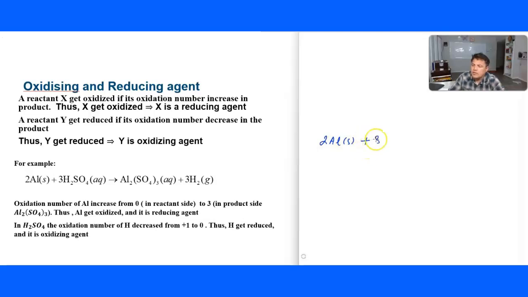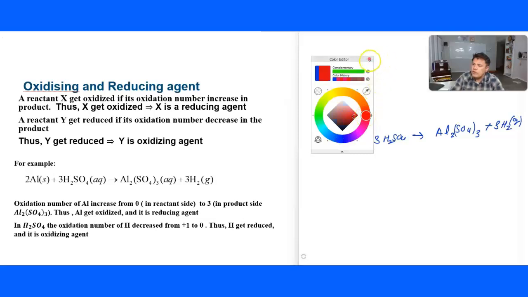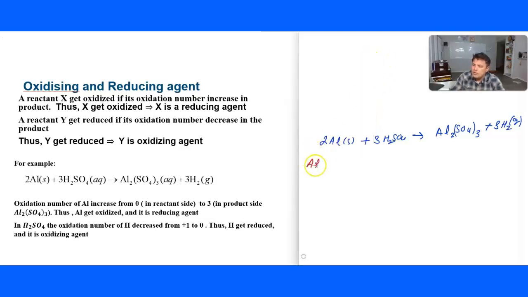2Al plus 3H2SO4 gives you Al2(SO4)3 plus 3H2. Now let's see that aluminum here is 0, right? All elements have the oxidation number 0. That's why the aluminum oxidation number is equal to 0 in this case, on the left hand side.